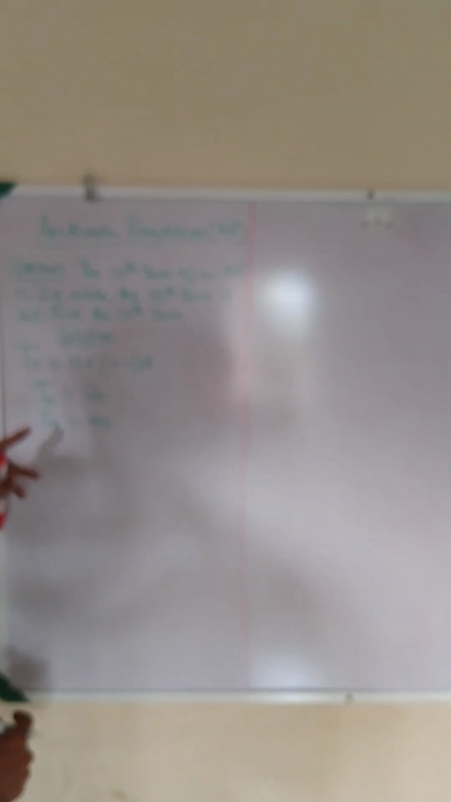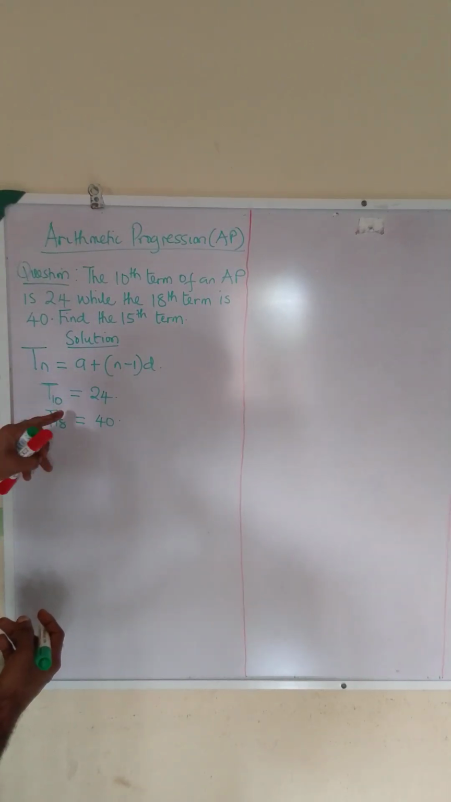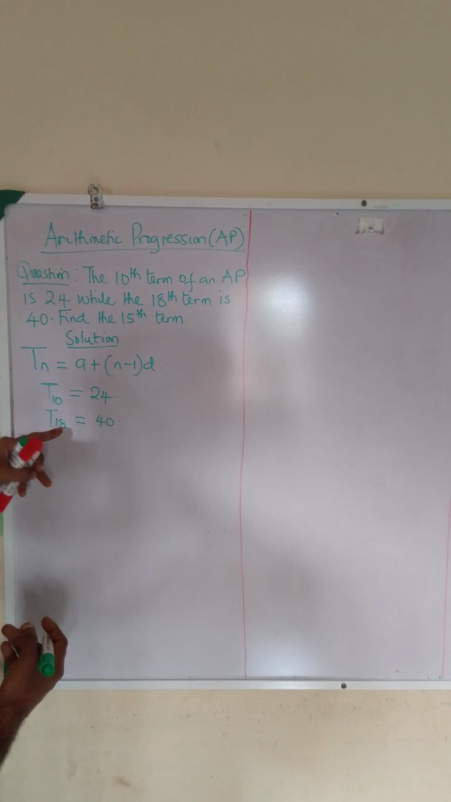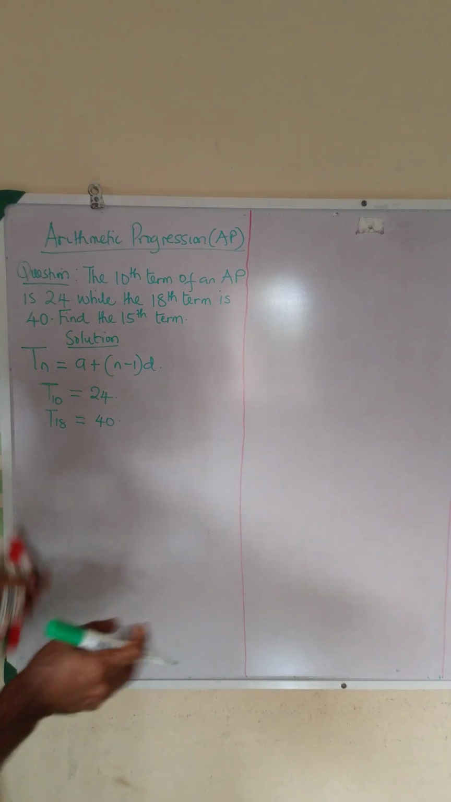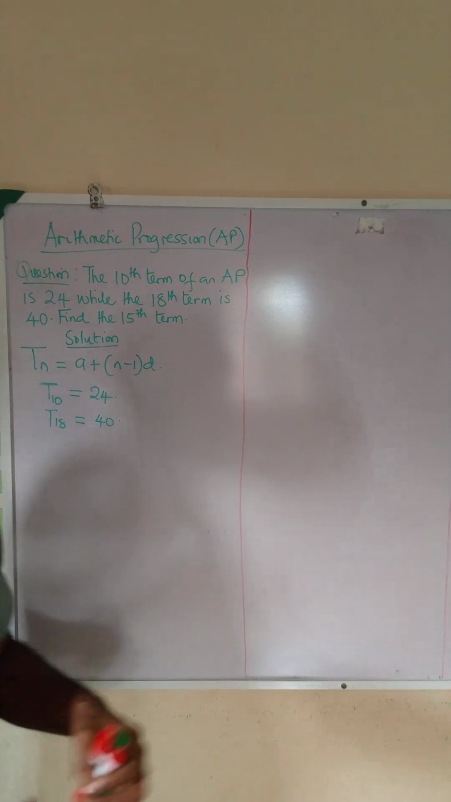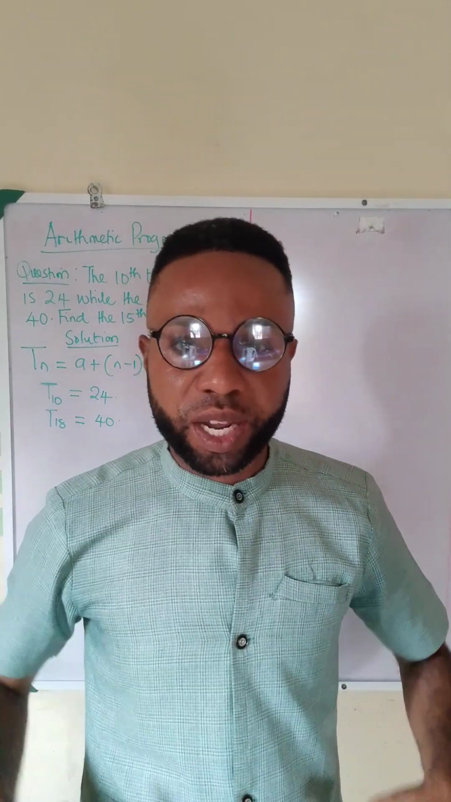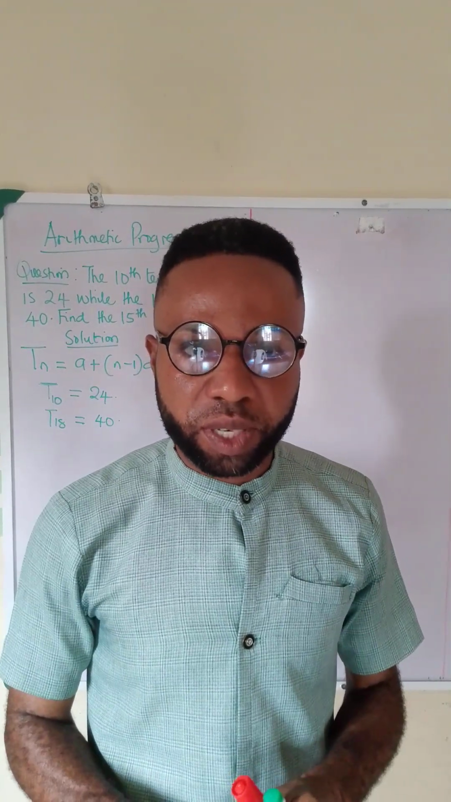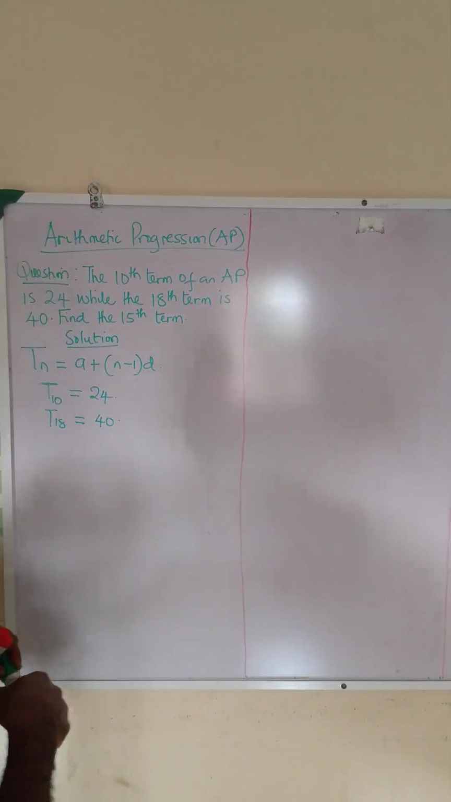Note, T10 is telling you that our n in this first instance is 10 and T18 is telling you our n is 18. So let's bring out the formula so that we can solve. Of course, it's going to be a simultaneous equation where we have to find the first term and the common difference before we can now substitute into the formula to find the 15th term.